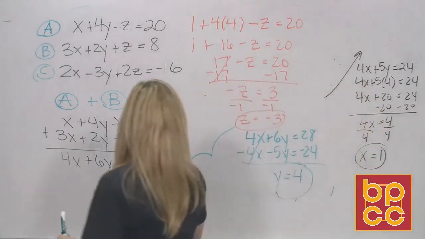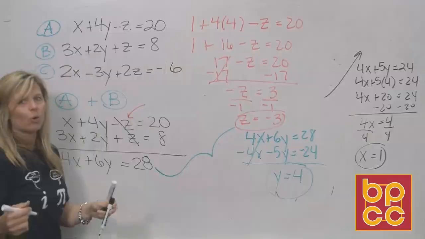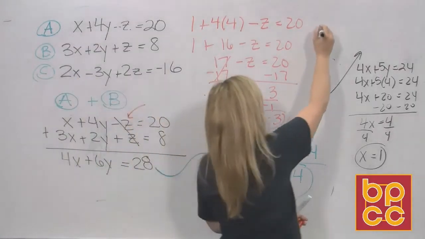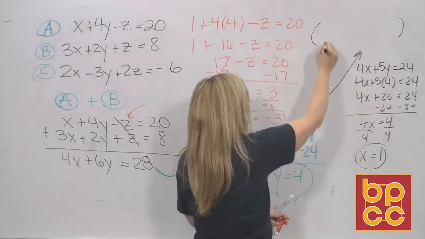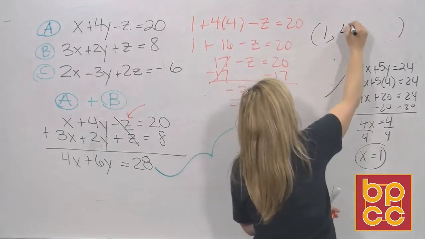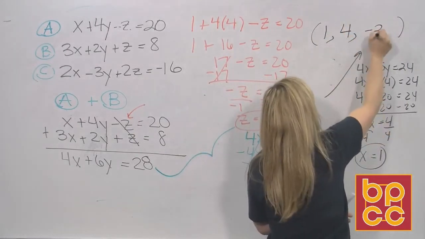So when you write your final answer, it has to be written as an ordered triple. So you still put parentheses. X still goes first, 1. Y is still second, and then z goes last.